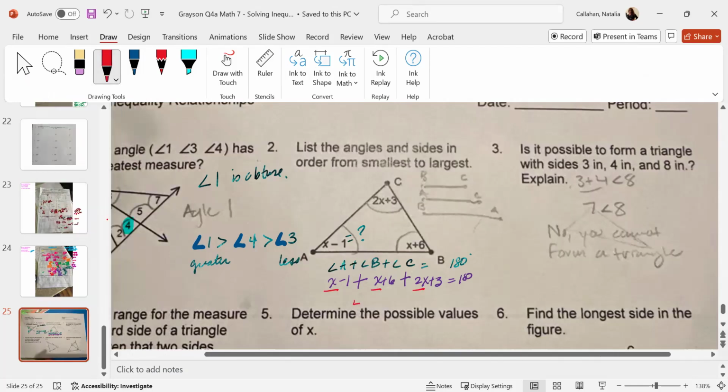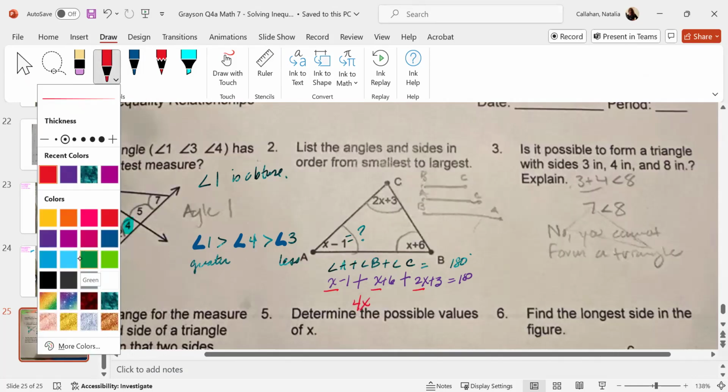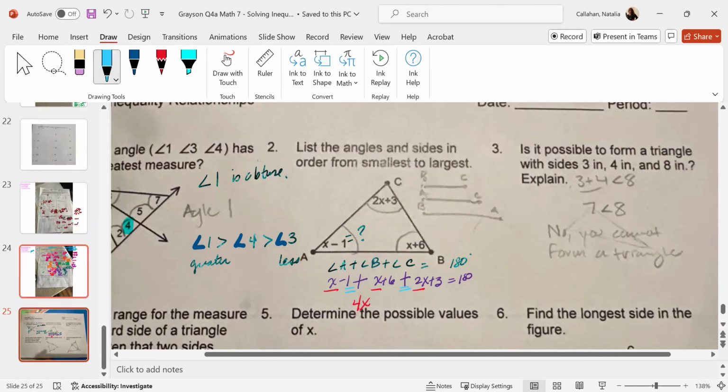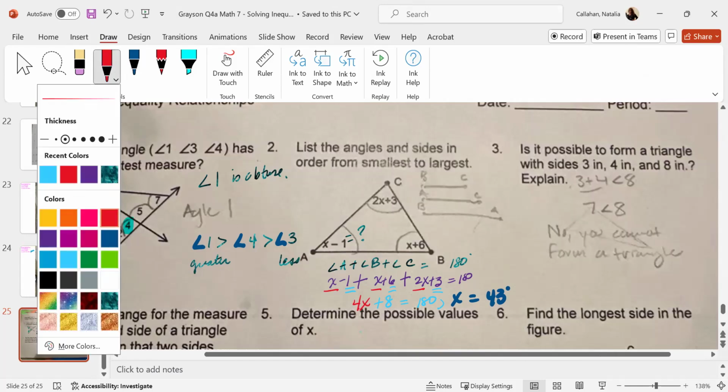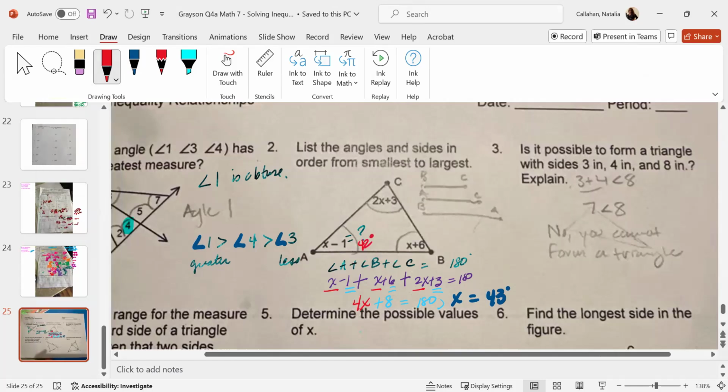Combine the x's. Combine the numbers. And you should find x equals 43 degrees. Once you have x equals 43 degrees, you need to plug it in. So A is 42 degrees. Angle C is 89 degrees. This one is 49 degrees.